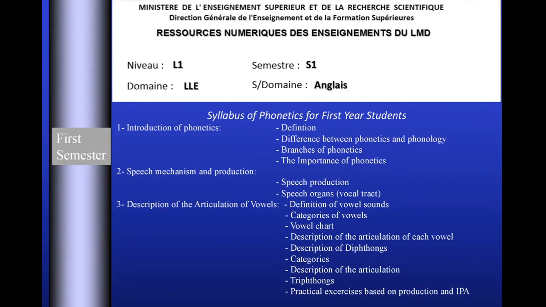Afterwards, we go to another category of vowels, which is diphthongs. We describe diphthongs. Then we show the different categories of diphthongs that we have: closing diphthongs and centring diphthongs. Then we move to triphthongs, which is another category of diphthongs plus schwa at the end, and pronunciation with practical exercises based on production from students and IPA transcription, to show in detail how we can describe vowels and pronounce them using authentic materials from British and American accents.